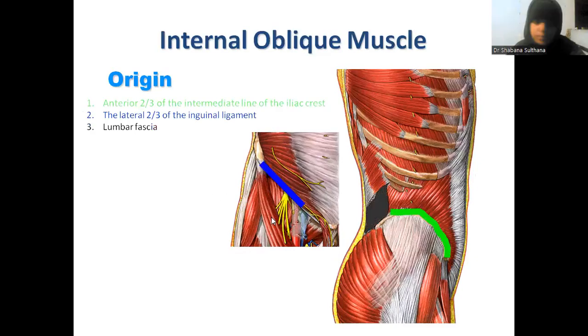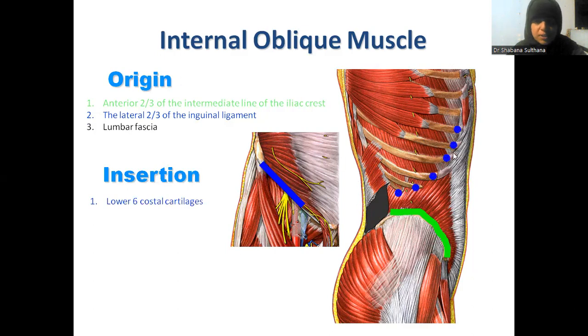Let us see the origin and insertion. Internal oblique, the second muscle, lies deep to the posterior part of ribs 10 to 12. If you cut the external oblique, the second muscle you see is the internal oblique. So now let us see the origin. Anterior 2/3 of the intermediate line of the iliac crest, this green line. This is our ilium bone, hip bone. Lateral 2/3 of the inguinal ligament. Behind, this gray area is the thoracolumbar fascia. Okay, that is the origin.